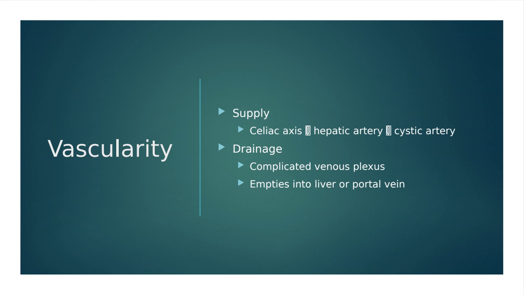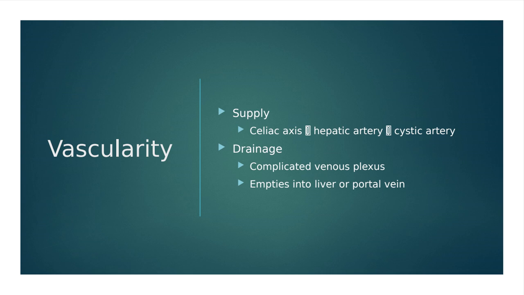Vascularity. So the arterial supply to the biliary system is going to be pretty straightforward. We have our aorta. The first branch off of the abdominal portion of the aorta is going to be our celiac axis. Our celiac axis is going to have a bunch of branches that come off it, but the branch that we care about is going to be the hepatic artery. That hepatic artery we know is going to supply the liver, and a bunch of branches come off the hepatic artery, and one of those branches that we care about is the cystic artery.